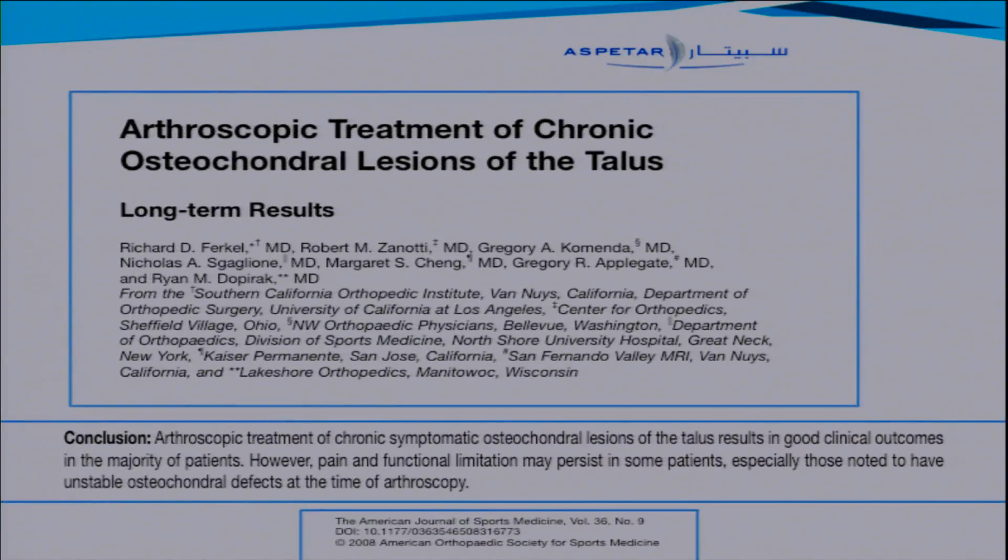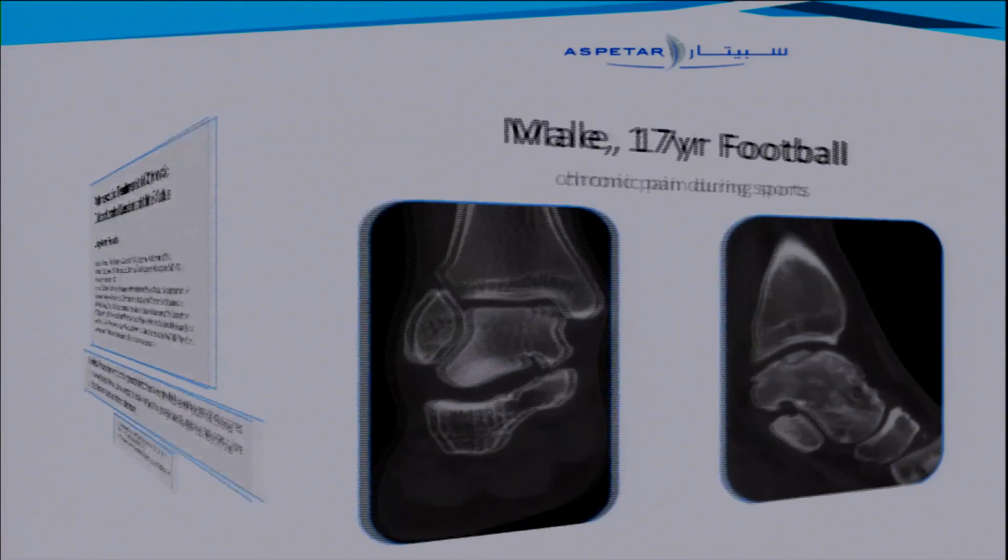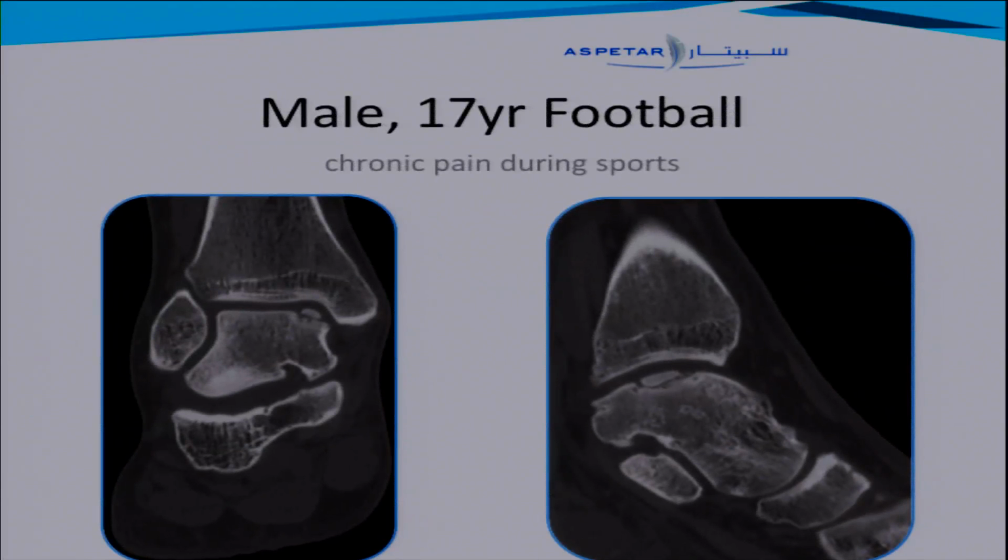A long-term result is also what we want to know. And the long-term results show that arthroscopic treatment of these chronic lesions results in good clinical outcomes. However, pain and limitation of function may persist in some patients, especially those that were noted to have an unstable OD defect at the time of arthroscopy. It's not always a clear case.